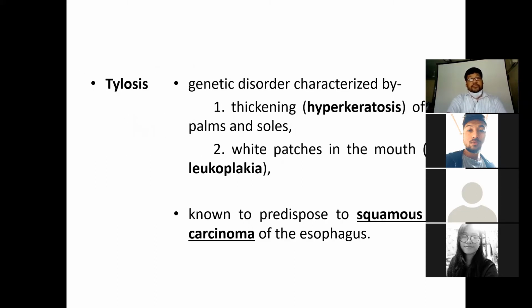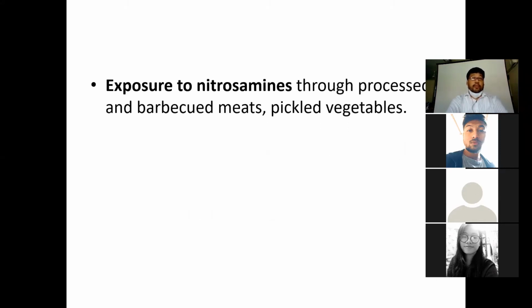Next is the tylosis. So it is a genetic disorder characterized by thickening of palm and sole and white patches in the mouth. So this is a predisposing condition to squamous cell carcinoma of the esophagus. And most important is the exposure to nitrosamine, through barbecued meats or pickled vegetables. So this is also responsible for carcinoma.